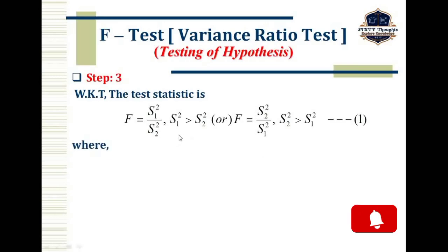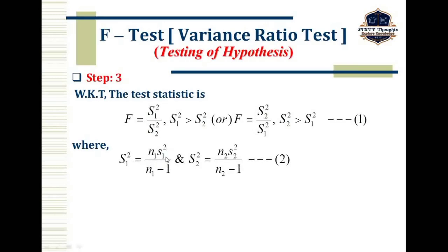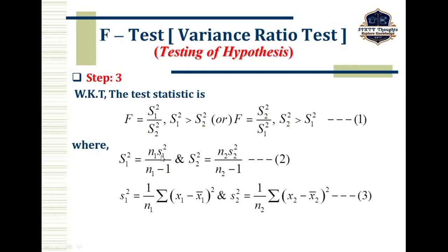We also write what is meant by capital S1 square and capital S2 square. Here capital S1 square equals small n1 into small s1 square by n1 minus 1. Similarly, capital S2 square equals n2 into small s2 square by n2 minus 1. We consider this as equation 2. Also, small s1 square is nothing but 1 by n1 sum of x1 minus x1 bar whole square. Similarly, we get small s2 square. This is equation 3. Such that x1 bar, x2 bar is nothing but sum of x1 by n1 and sum of x2 by n2. We consider this as equation 4.